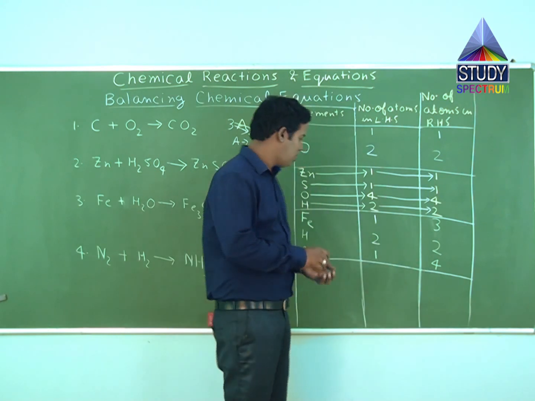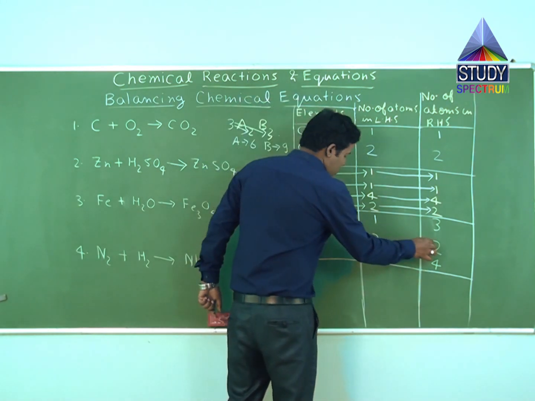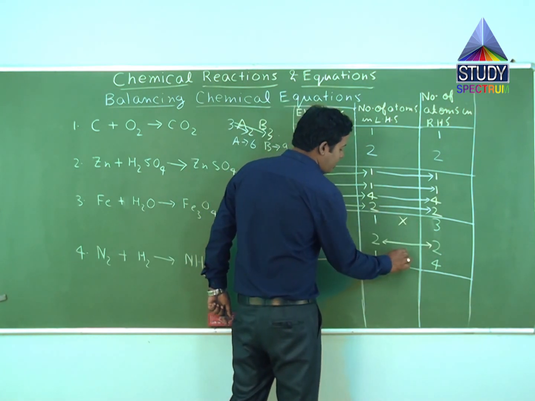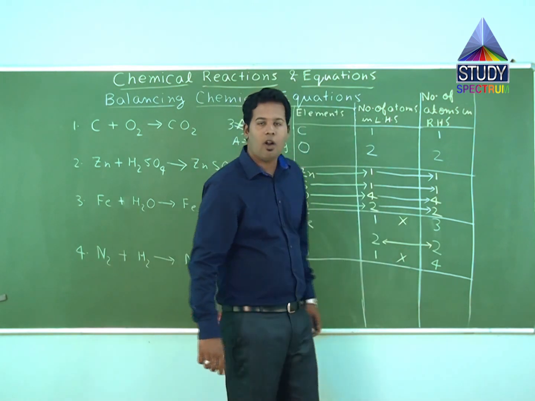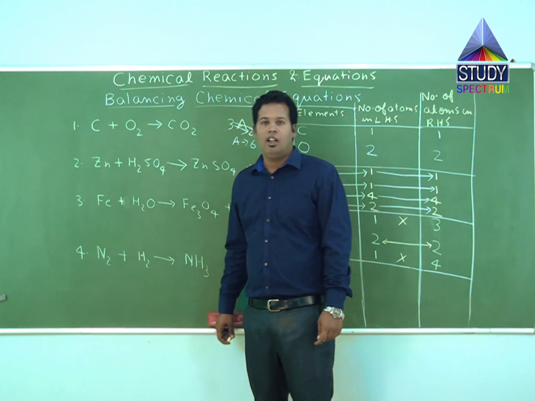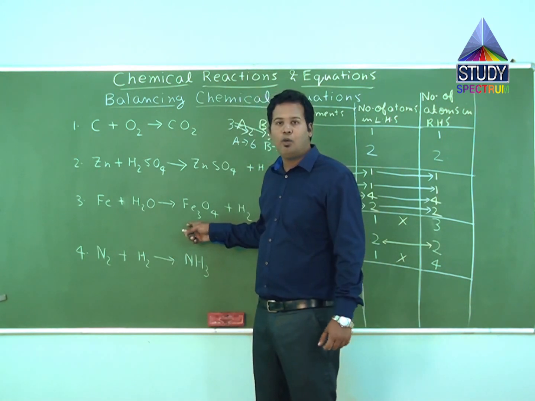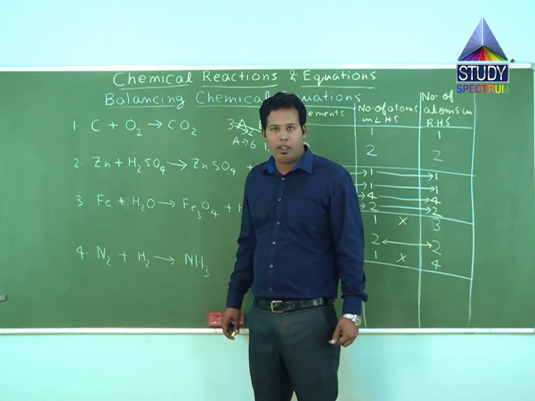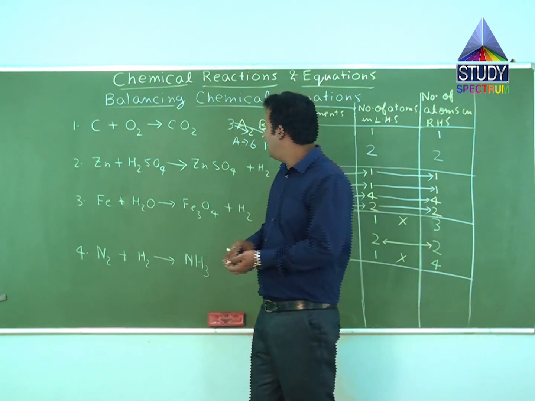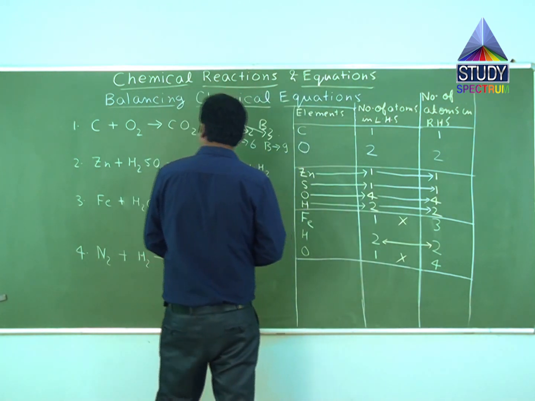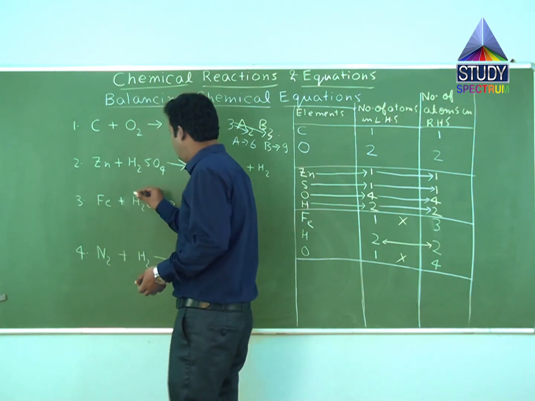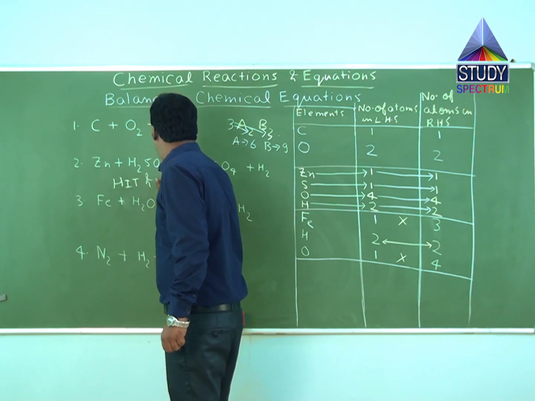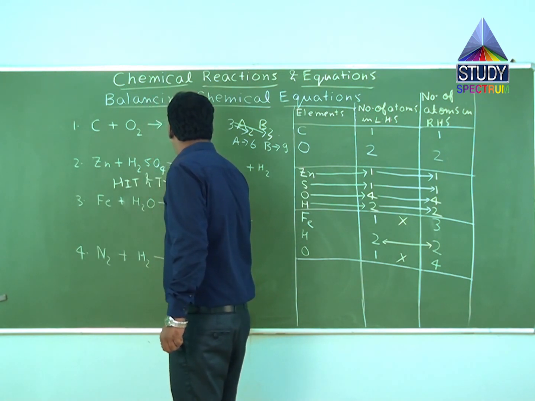It means the number of hydrogen atoms are same, but the number of iron atoms and the number of oxygen atoms are not same in LHS and RHS. Then there comes a requirement to balance this equation. And to balance this equation, we will use the hit and trial method or error and trial method. The name of this method is hit and trial method.